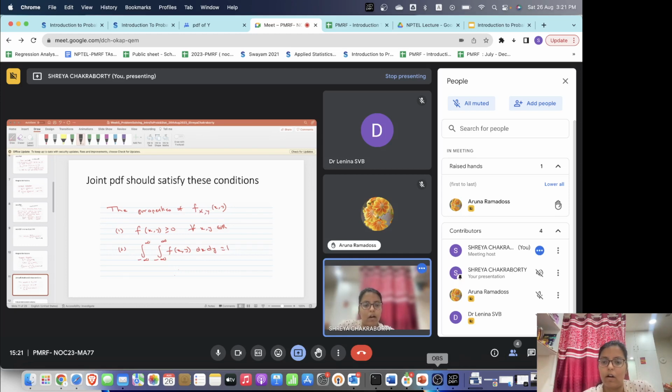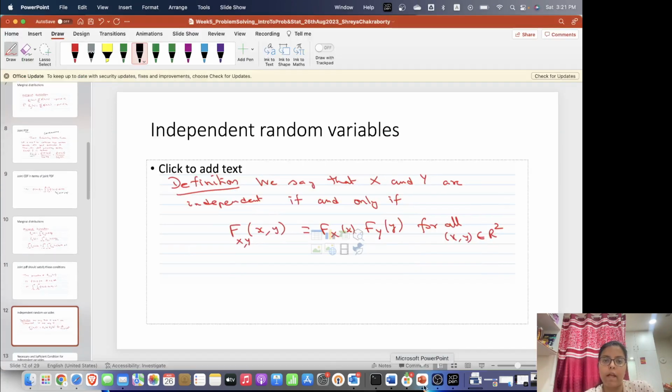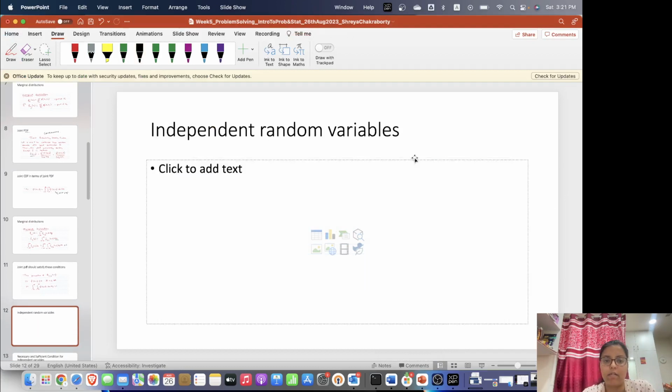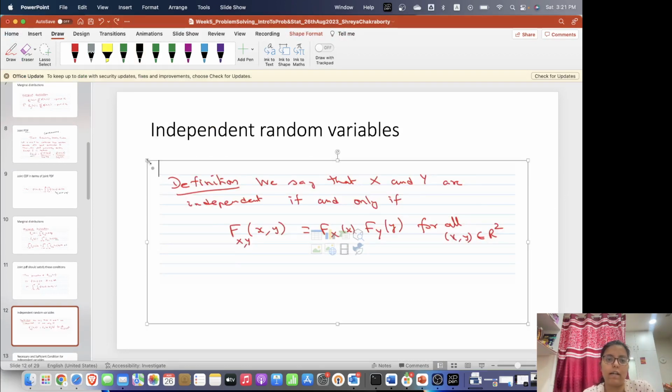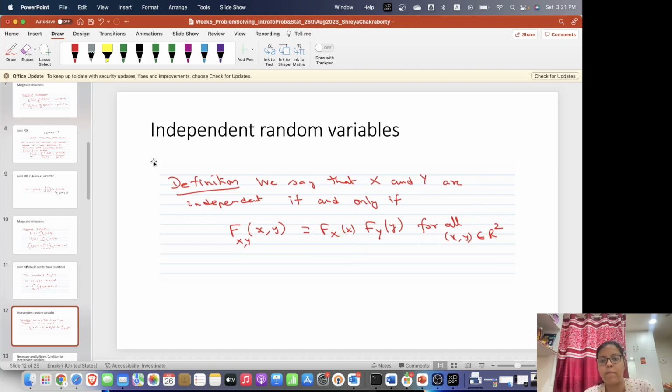Okay, all right, so I'll move on. Next we discussed what we mean by independent random variables. We can say that two random variables x and y are independent if and only if, as a necessary and sufficient condition, the joint CDF can be represented in terms of the marginal CDFs for all (x, y) belonging to R2, that is in a 2D space.